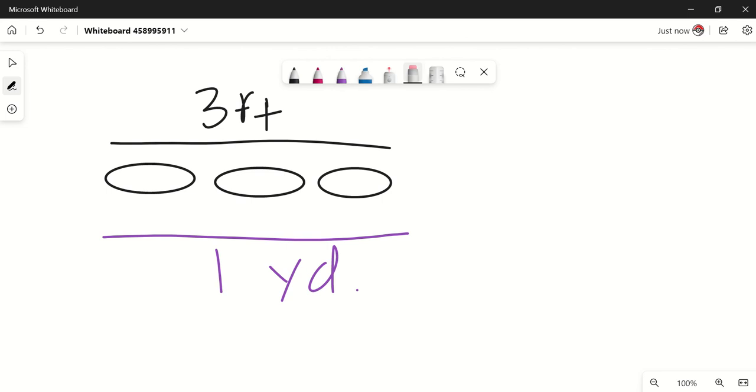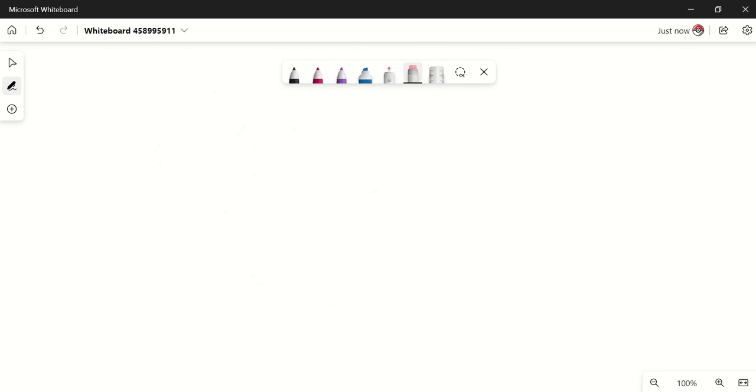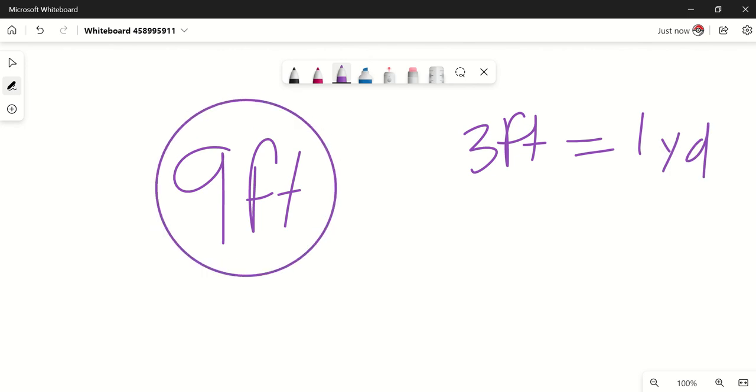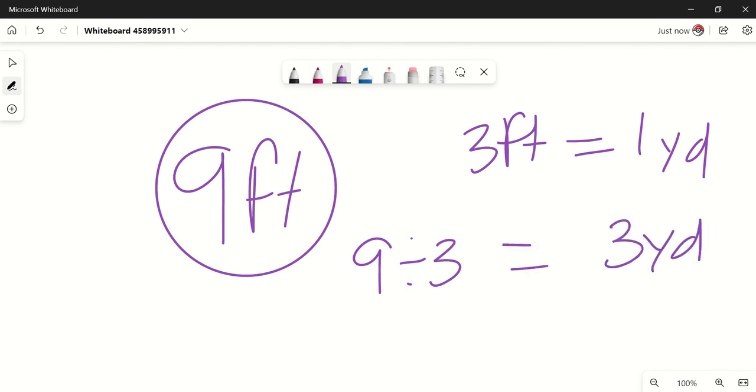So for example, let's say I have 9 feet. How many yards did someone travel if they walked 9 feet? If 3 feet equals 1 yard, every 3 feet is going to be 1 yard. I'm basically taking that 9 and dividing it by 3, which means 9 feet equals 3 yards.